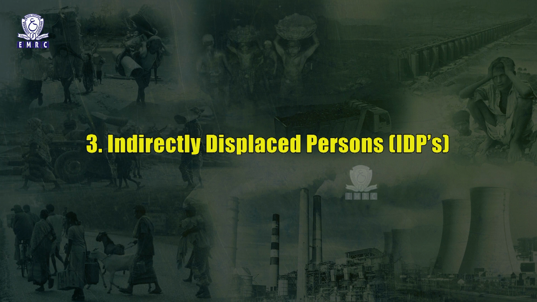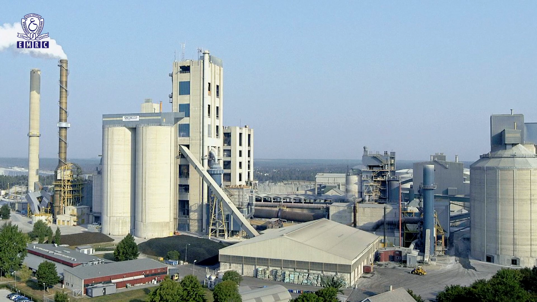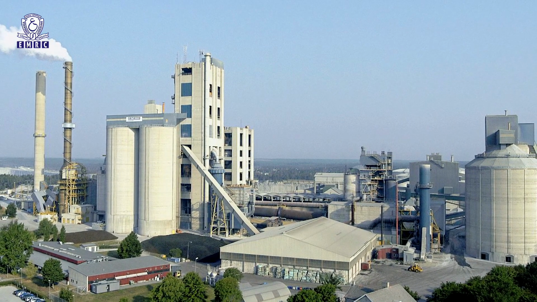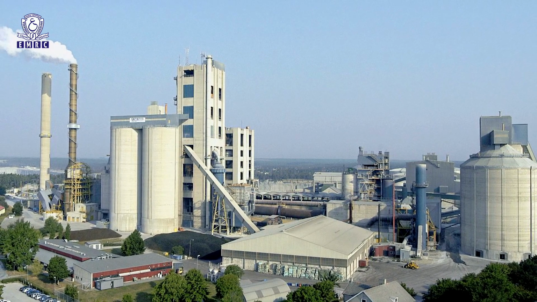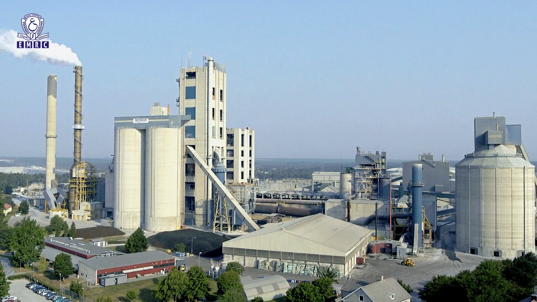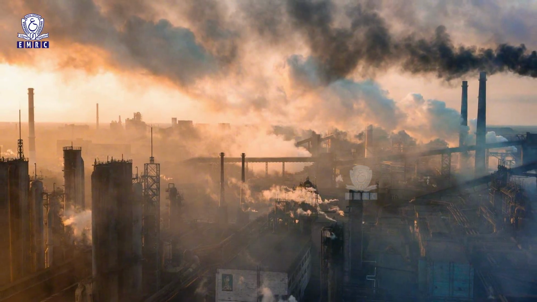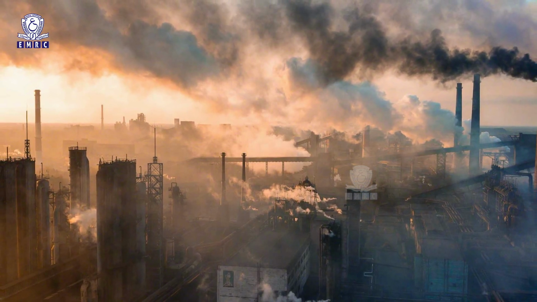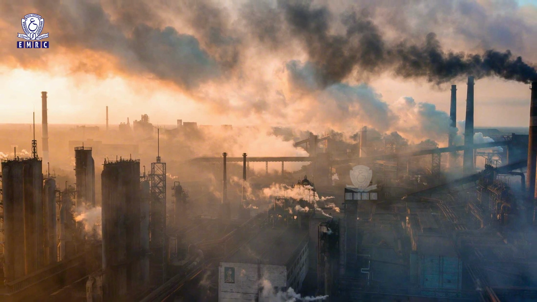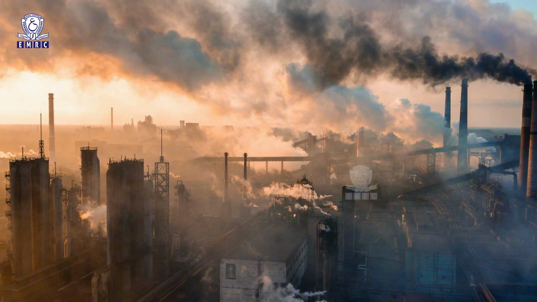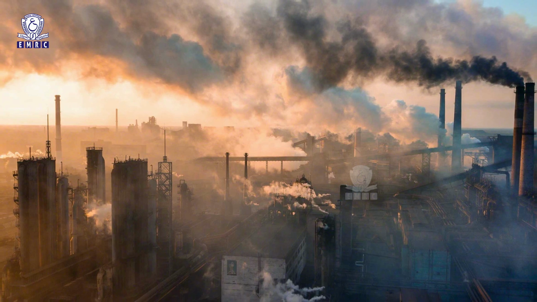The disposal of waste from projects such as cement plants and pollution from industries affects land fertility, health, etc. of those who are living in the close vicinity of the project area. This often deprives the dependents on such lands of their livelihoods and forces them to move out. These people are called indirectly displaced persons.